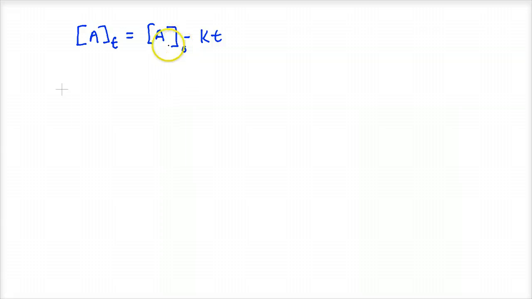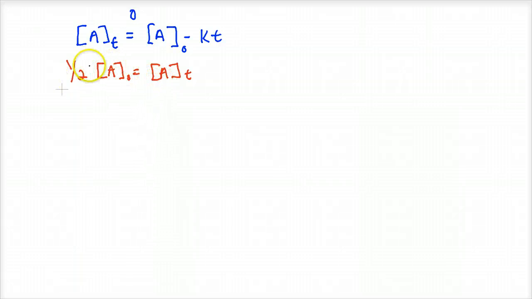minus KT. Of course, it's A naught. First thing we're going to do for this zero order derivation of half-life, and we're going to do this for all of them, is say that 1/2 the concentration of A naught is equal to the concentration of A at some time. That's what half-life is. It's the amount of time it takes for half of your initial concentration to get to that point.